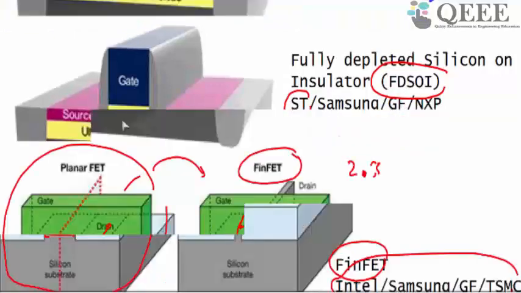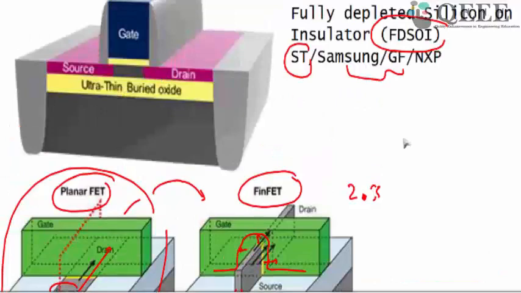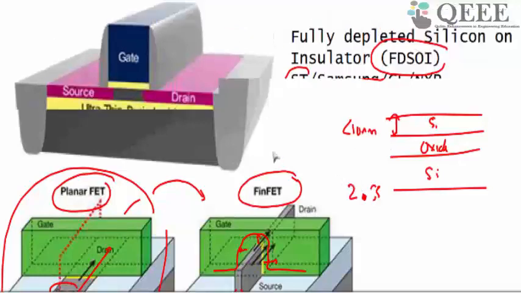FDSOI is similar to a planar transistor, but the only difference is the silicon thickness. There is something known as SOI technology, where the wafer looks something like this: there is a top silicon, then there is an oxide, and again silicon. In the case of FDSOI technology, this top silicon is very thin. It may be less than 10 nanometers.